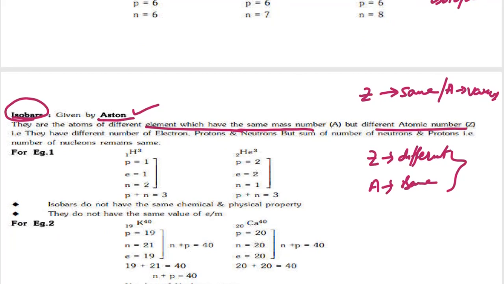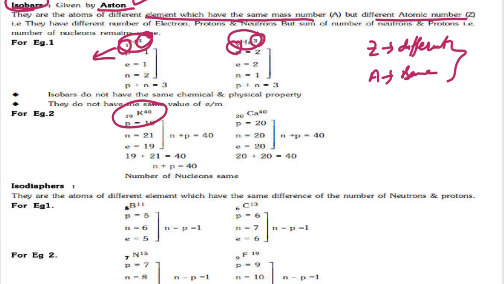We have examples like 1H3 tritium, which we have just discussed, and 2He3. You can see here it is 1, here it is 2. Atomic number is different, but mass number is the same, 3 and 3. Similarly, we have potassium and calcium, 40 and 40, same mass number but different atomic numbers, 19 and 20.